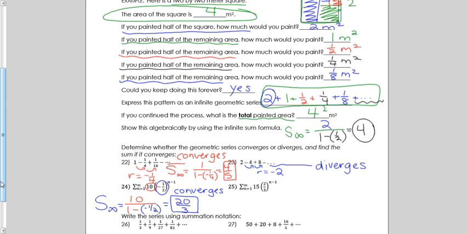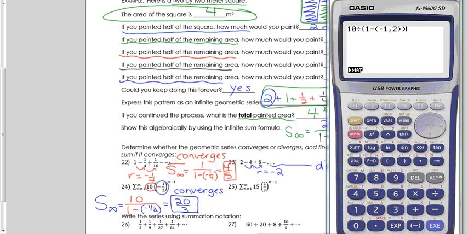Let me just show you how I'm typing these into my calculator real quick. So I've typed in 10 divided by 1 minus -1/2. I put my fraction in parentheses. I had minus a negative. So that gives me 20/3. If you did this on your TI, you just have to do the math, enter to turn it into a fraction instead of a decimal.